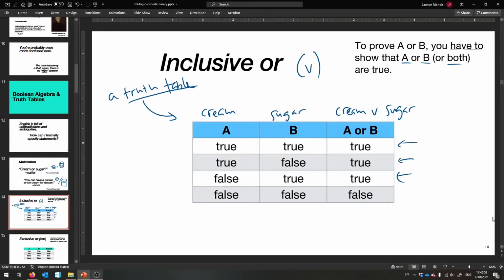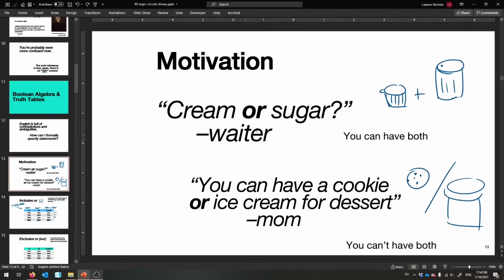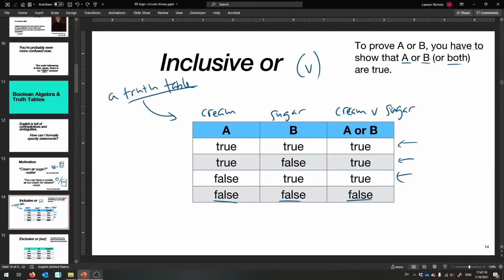Okay, the one time it was a false statement was when they were out of both cream and sugar. Then the waiter shouldn't have said to you, yeah, you can have cream or sugar, because you can't have even one of them. All right? So that is inclusive OR. That's one way to get rid of this horrible English and define OR to mean something that we can logically agree upon. Okay, so you need at least one or the other. So just A works, just B works, having both of them also works. So that's what it means for inclusive OR to be true or false.